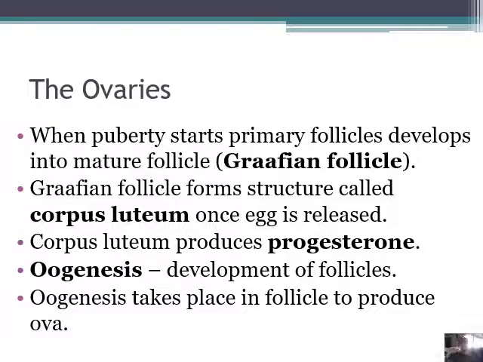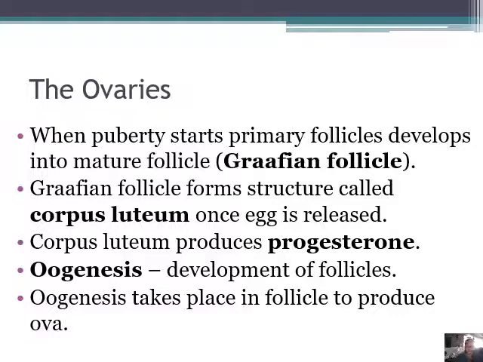When puberty starts, a primary follicle develops into a mature follicle known as a Graafian follicle. Don't worry about that word just yet; I'll teach it to you a little bit later. The Graafian follicle forms a structure called the corpus luteum. Once the egg is released, the corpus luteum produces progesterone.